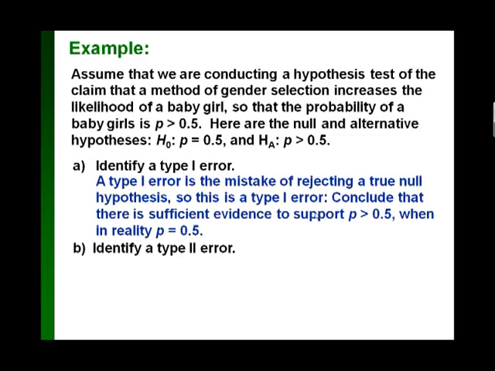And our type 2 error would be the opposite, if we fail to reject the null hypothesis. So if we're saying there's not enough evidence to support the claim that the gender selection method increases the chance of having a baby girl, but it really does.